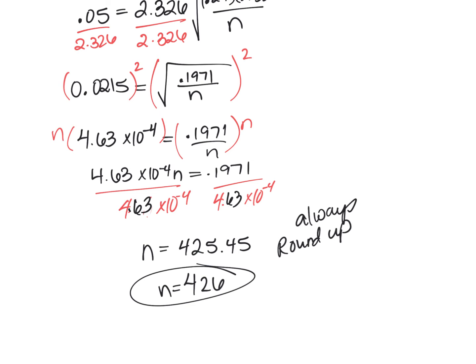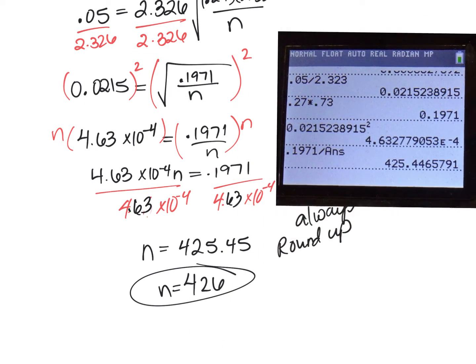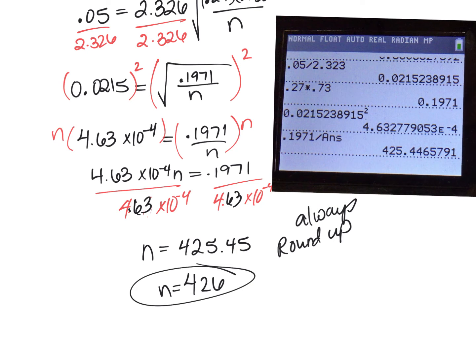So this is what it looks like in my calculator. So that's how I did it in my calculator. How did I get this? What the heck?